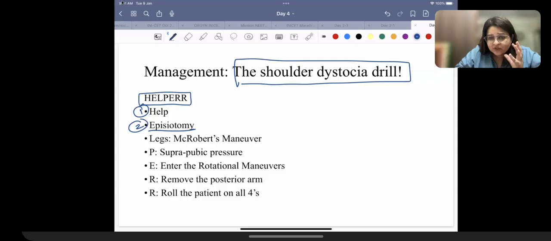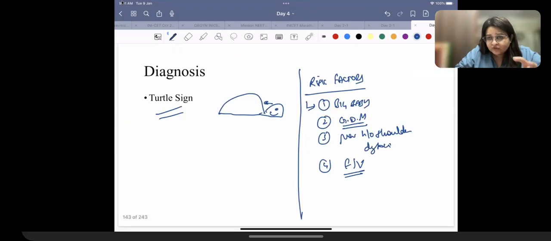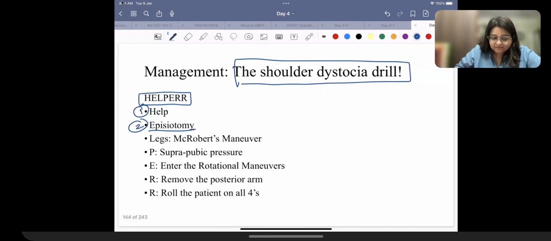The episiotomy is to allow room for you to do the maneuvers which may be required. Giving an episiotomy creates a lot of space. You can put your hand inside the vagina. Okay. So call for help, give an episiotomy, but the most important maneuver, which will relieve up to 90% of shoulder dystocias, is the McRoberts maneuver.